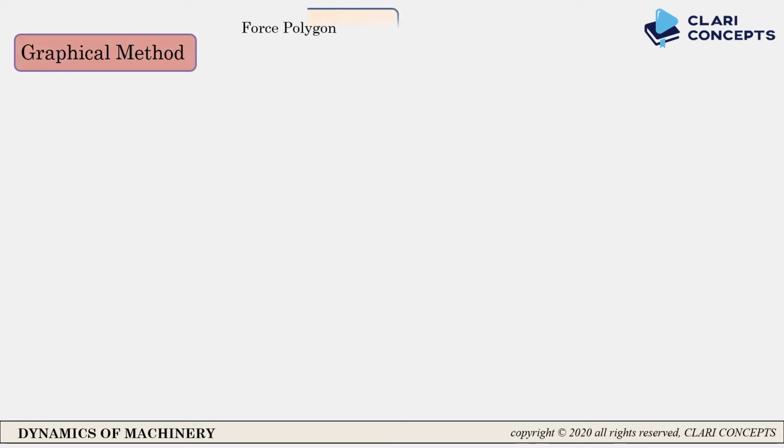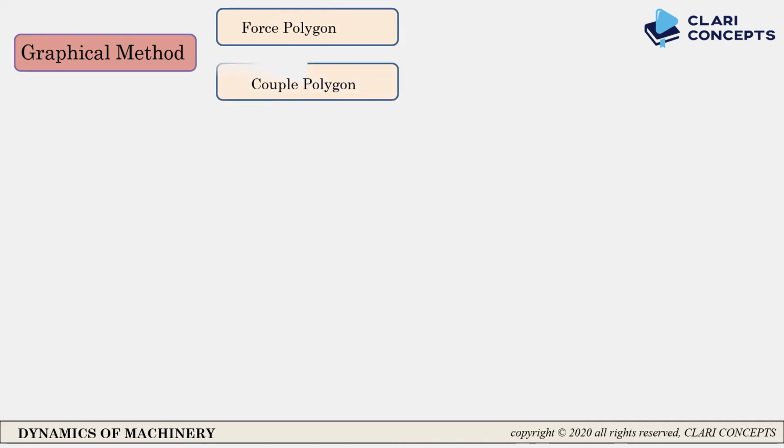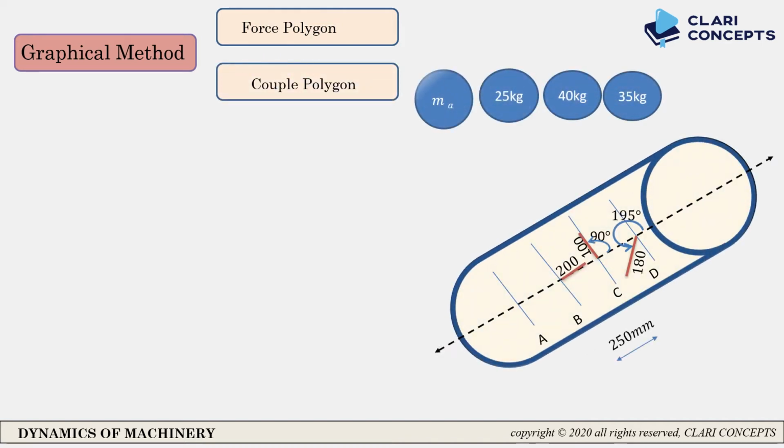So here we all know there are two methods. One is a graphical method and another one is an analytical method. So first let's start with the graphical method. In the graphical method there are two terms. One is a force polygon and the second one is a couple polygon. So here you can see the diagram and let's start with the force polygon.